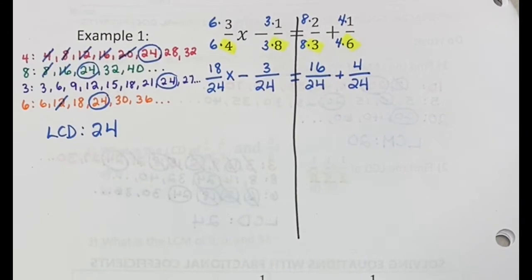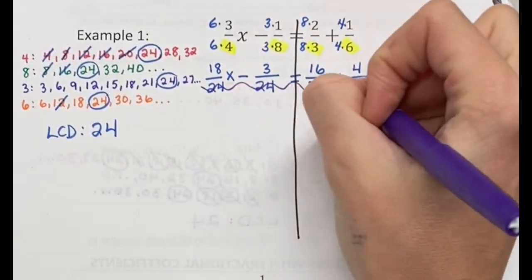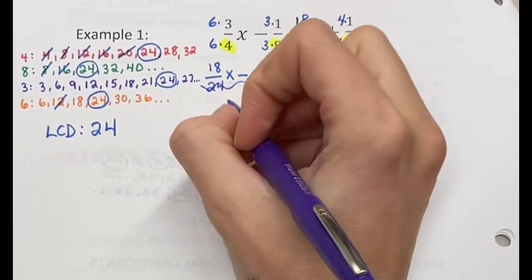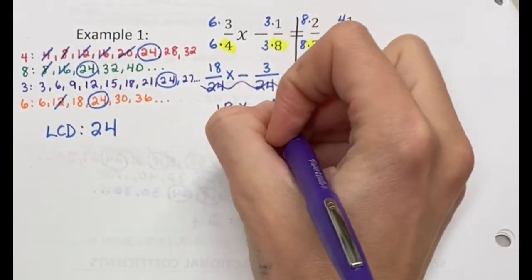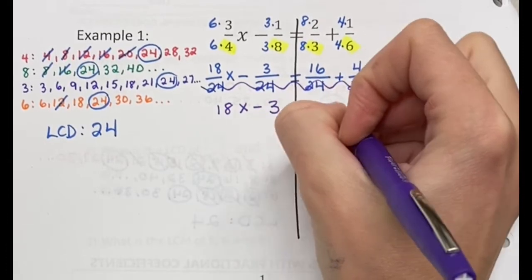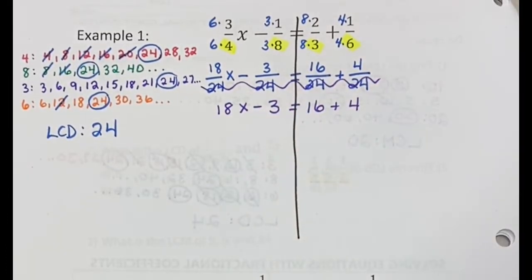So now, if we take a look, we notice that all of our denominators are the same. So when all of our denominators are the same, we can just cross them out. And then we're just going to rewrite with our numerator. So 18x minus 3 equals 16 plus 4. So then we have no distributing, but we notice that we need to combine like terms. Remember, we're going to follow that don't call me after midnight.